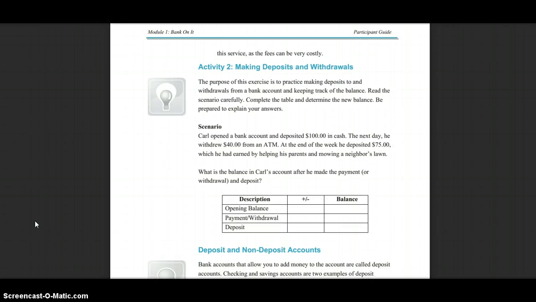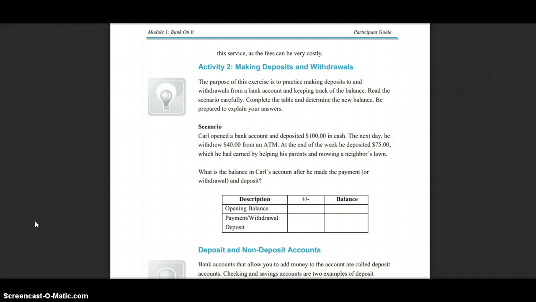Scenario 1. Carl opened a bank account and deposited $100 in cash. The next day, he withdrew $40 from an ATM. At the end of the week, he deposited $75, which he had earned by helping his parents and mowing a neighbor's lawn. What is the balance in Carl's account after he made the payment or withdrawal and deposit?